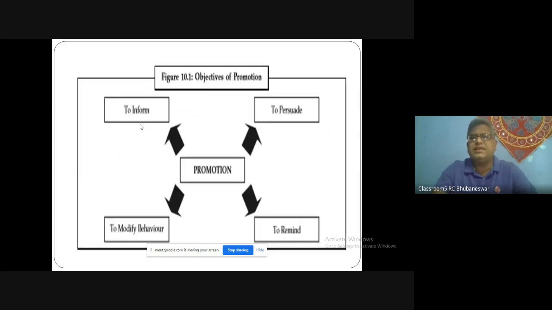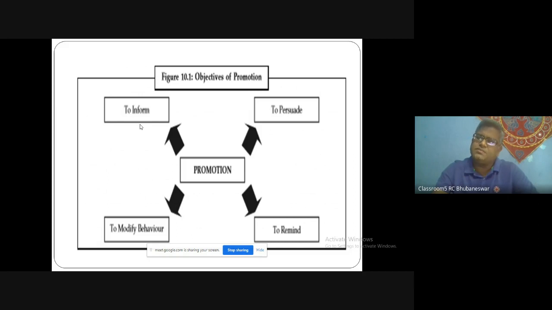In a promotion, if you talk about its objectives, first you have to inform, then you have to persuade, then you have to remind, and then you have to modify behavior. It means you have to inform the customer, and you have to persuade the customer, which means putting more stress on the selling of your product.